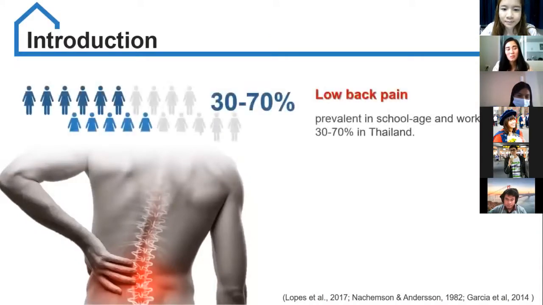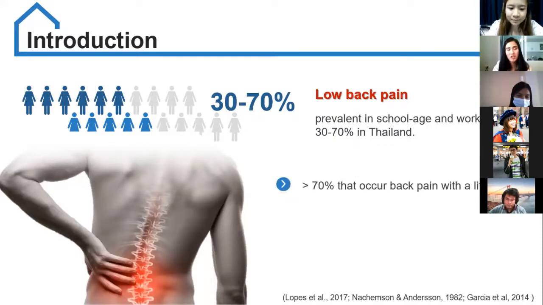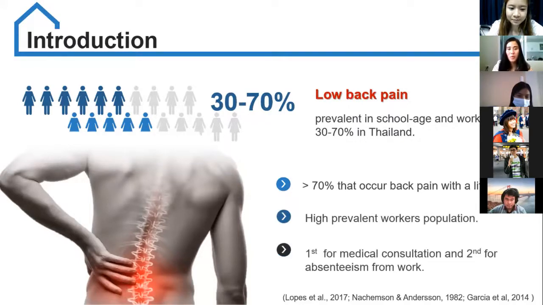Low back pain is the most common problem in Thailand, and the prevalence of low back pain was reported at 30 to 70% in high school age and working populations. Over 70% of the total population had back pain in their lifetime. Low back pain is the most common reason for medical consultation and the second reason for retirement from work.